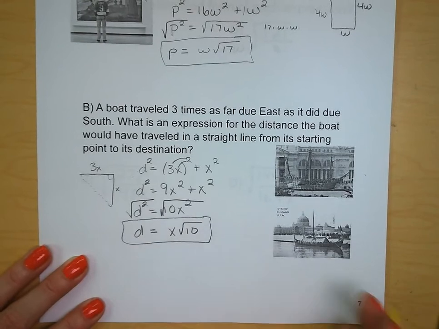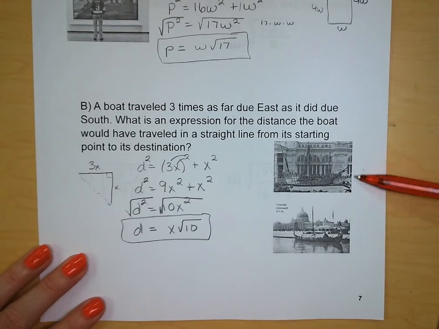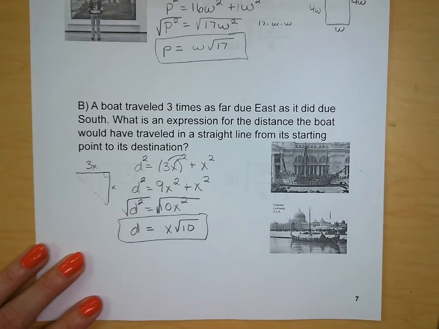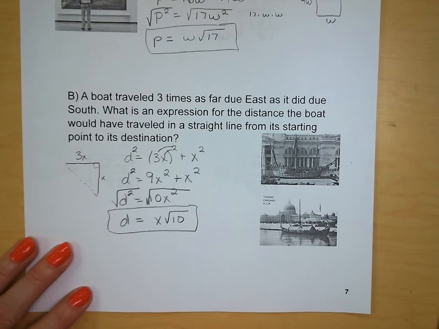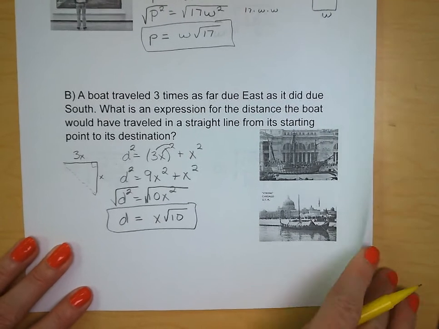And fun fact, our 2 little pictures here. The top one is a replica of the Santa Maria, and the bottom one is a replica of a Viking longboat. Those were both built and sailed to Chicago in the 1893 World's Fair. So just a random fun history fact. You're such a social studies guy. Yeah, I love history.